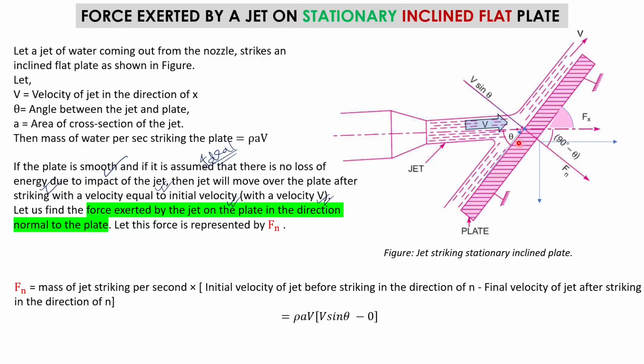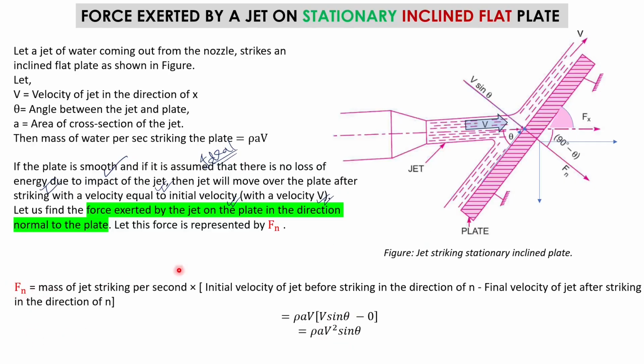So the initial velocity is V sin theta, which is before striking, and after striking we are considering that as 0 in this direction only, though there will be some velocity in the other direction, right? Then we can simplify the calculation, and we get rho A V square sin theta.